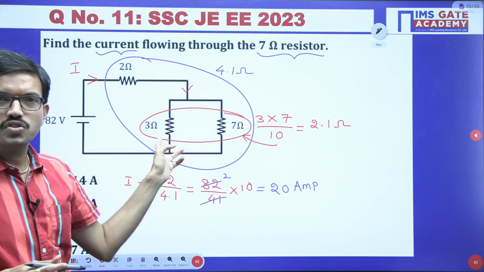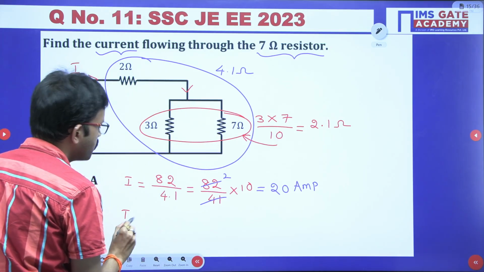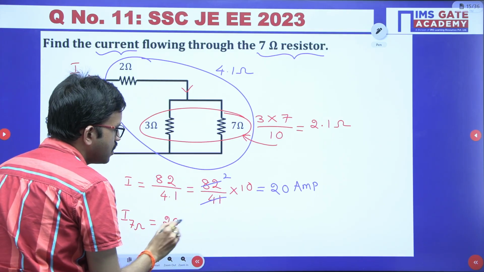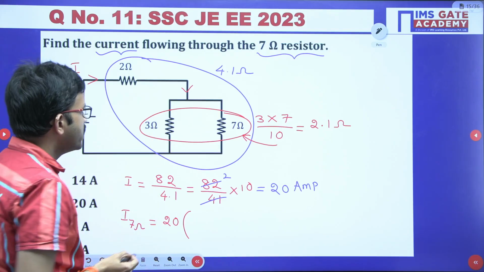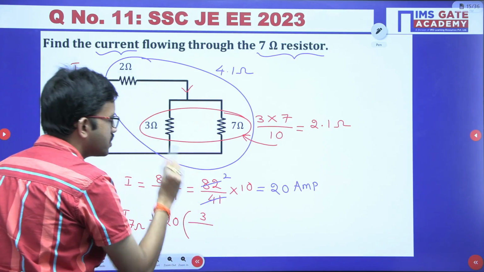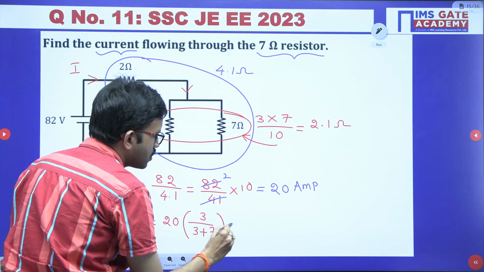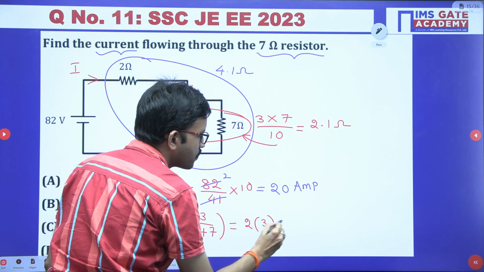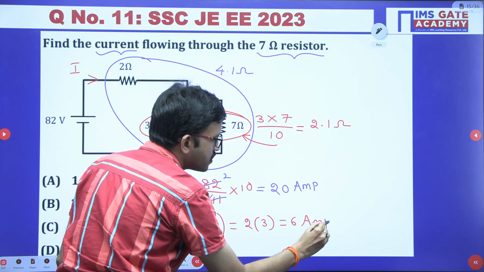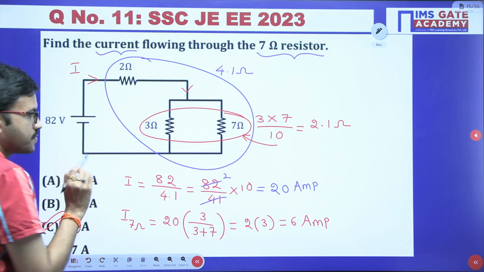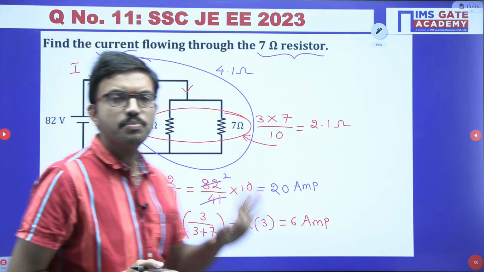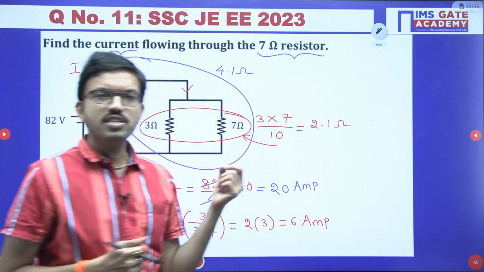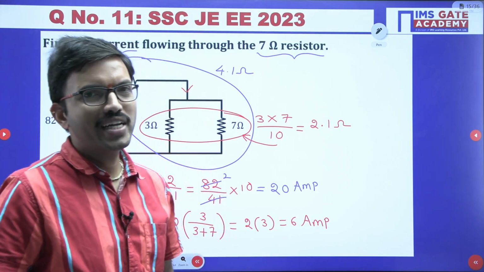Now once again you can use the current division rule. We have to calculate the current flowing through the 7 ohm resistor. So that is nothing but the supply current 20 into the opposite arm resistance, 3, divided by the sum of the resistances, 3 plus 7, which is 10. So 10 twos are 20, 2 into 3, that is nothing but 6 ampere. So option C is the correct one. I hope all of you are getting the clarity. I am covering all the varieties so that whichever method you find convenient for solving the given question, you can apply it and get the correct answer.